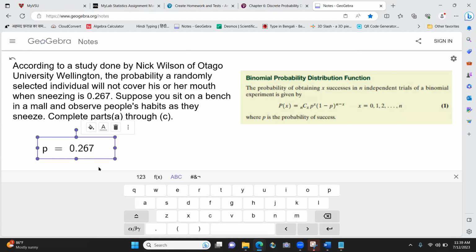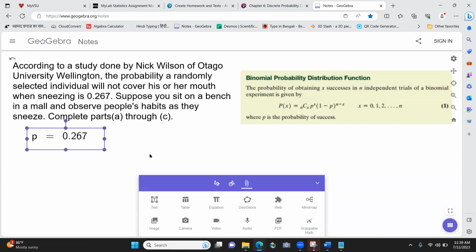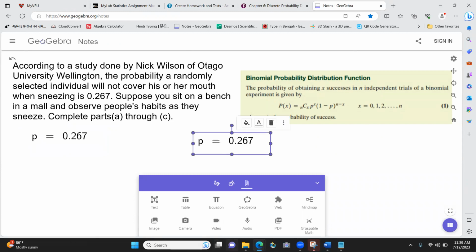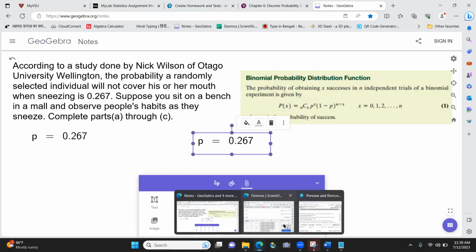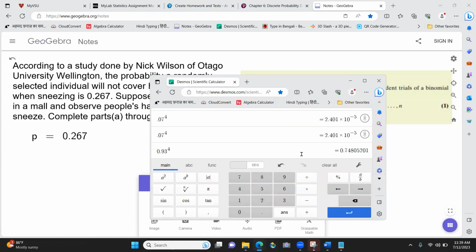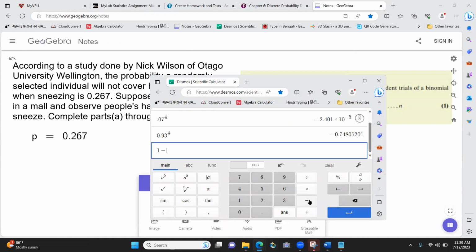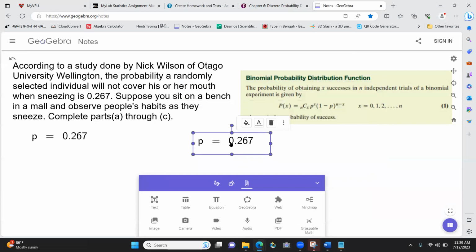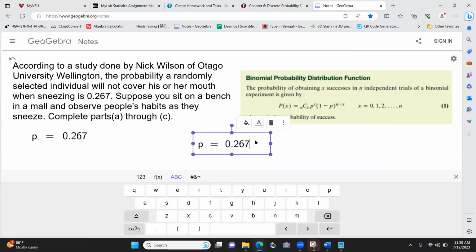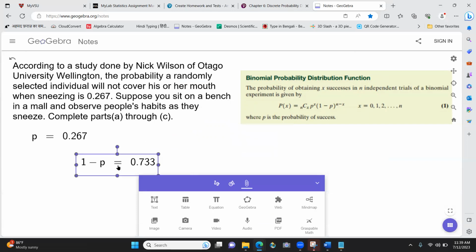And 1 minus P is the probability of failure, and that's also given, which is basically, if the probability of success is 0.267, the probability of failure will be 1 minus that, always 1 minus that. Why? Because it's either success or failure, they're mutually exclusive: 0.733. I'm going to call it 1 minus P. Now you have to understand 1 minus P is the probability of failure and P is the probability of success.